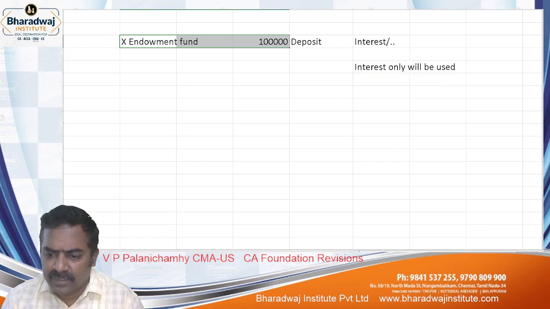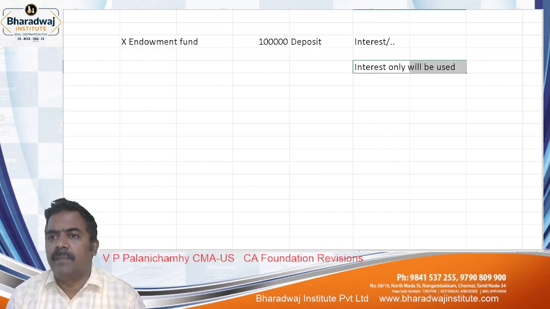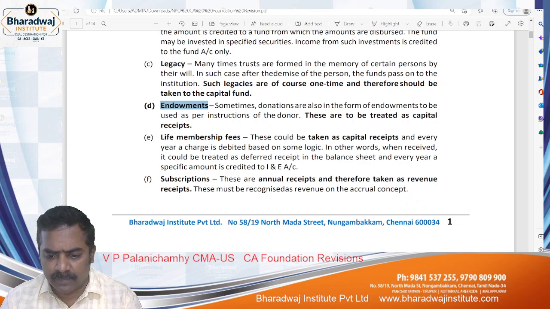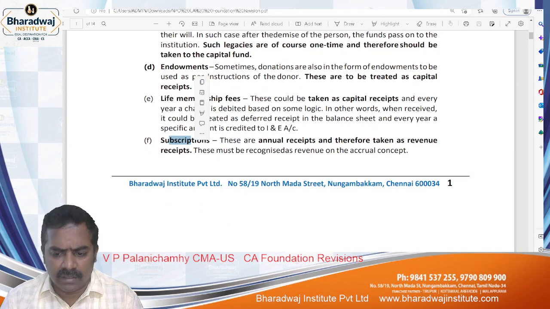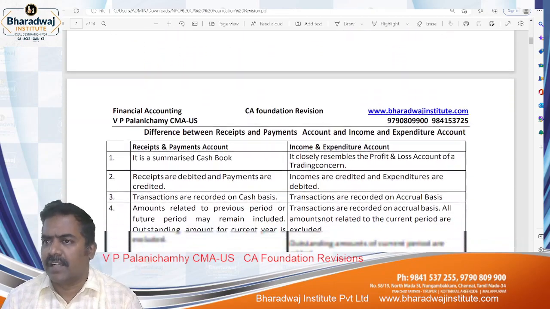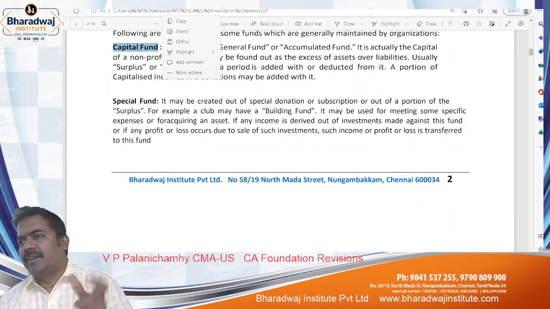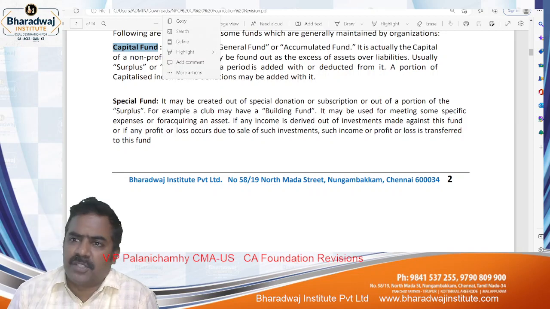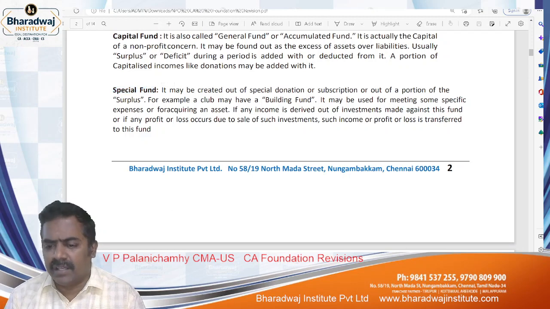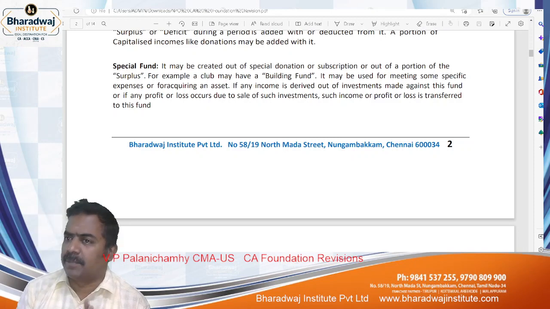Now, wait. This 1 lakh received, is it a capital receipt or revenue receipt? Capital receipt. Interest received every year will be a revenue receipt. That is what an endowment fund is. So endowment funds or annual receipts are taken as revenue receipts. But if a one-time receipt is taken, that is a capital receipt. Now, what is a capital fund? Simple. For a sole trader, we call it capital. For a non-profit organization, we call it which one? Capital fund. If there is any special fund created like building fund, sports fund and so on, any benefit that is received will be added to that particular fund.